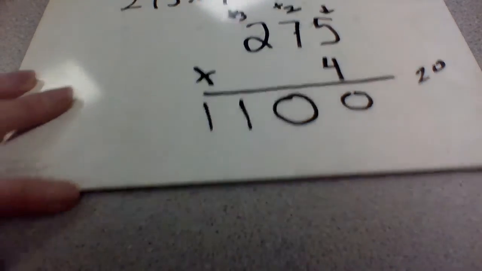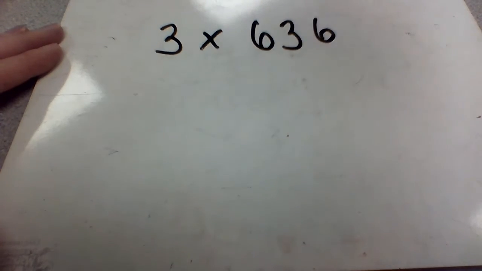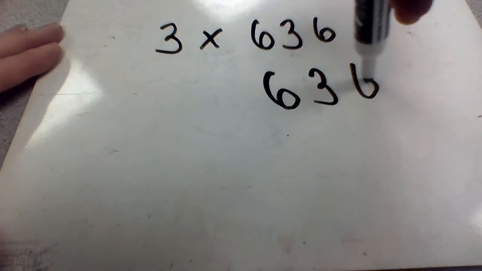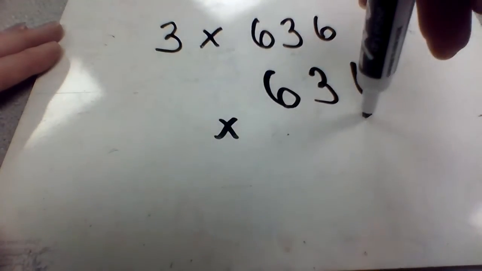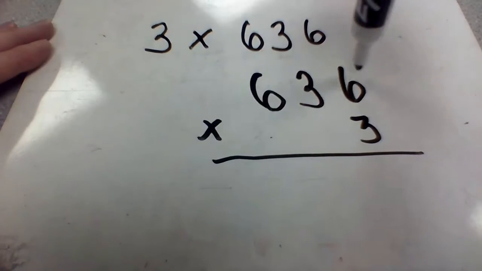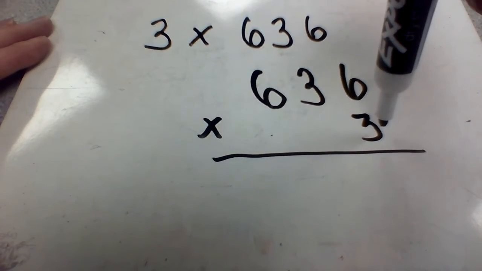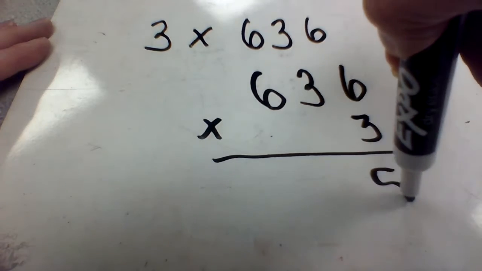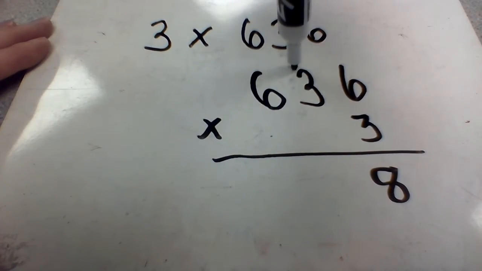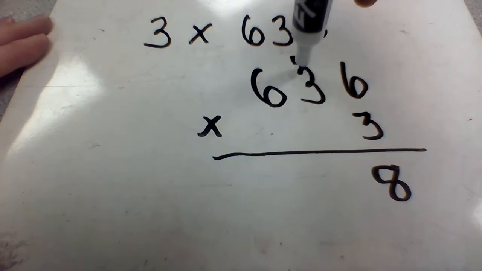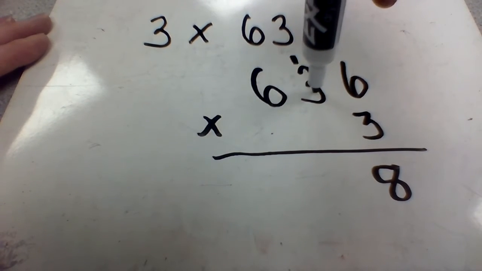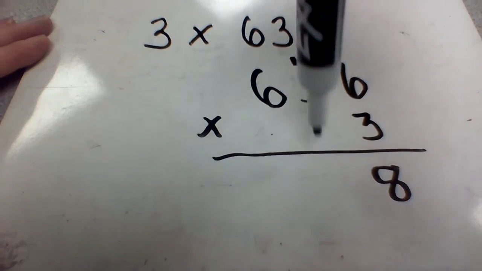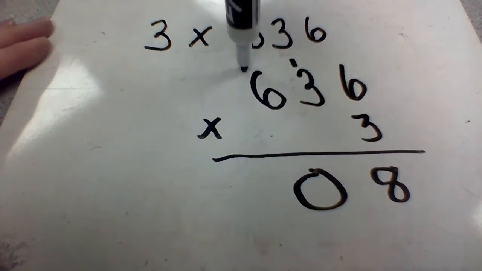Let's try another one. You can do this with me. Let's try a question like 3 times 636. So I'm going to stack them with the bigger number on top, 636 times, and the 3 goes in the ones place. So I'm always going to start in the ones place. 6 times 3 is 18. I write the 8. I carry the 1 over to add in. Multiply first. 3 times 3 is 9, plus 1 is 10. I put the 0 for the 10 and carry the 1 over.